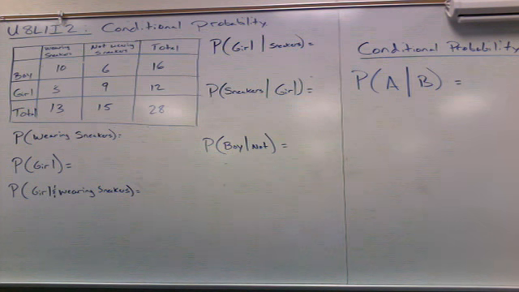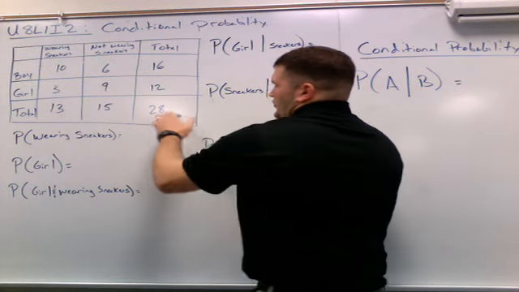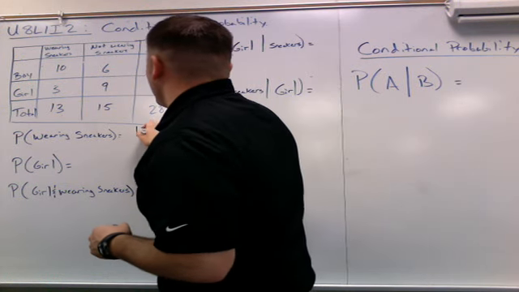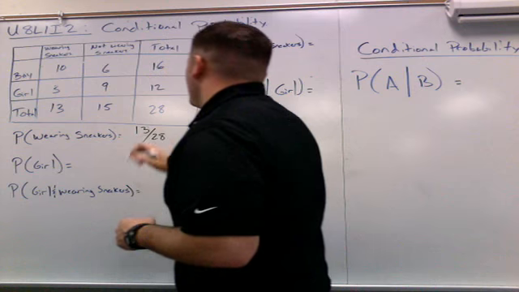Probability of wearing sneakers. Looking at our table, what's the probability that somebody's wearing sneakers? 13 out of 28. Good. So total number of sneakers over the total number of people. So 13 out of 28.